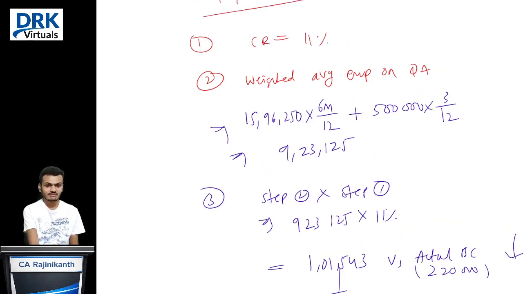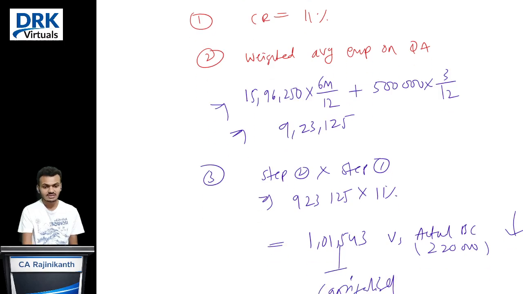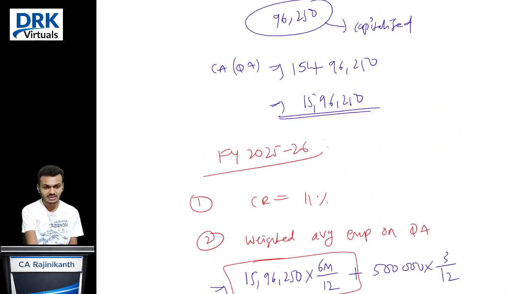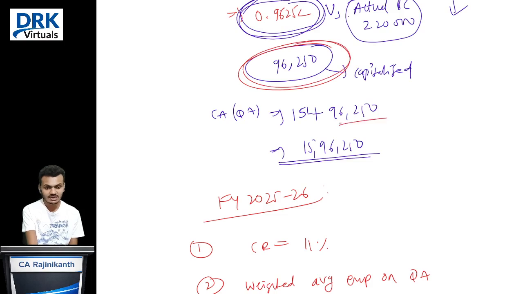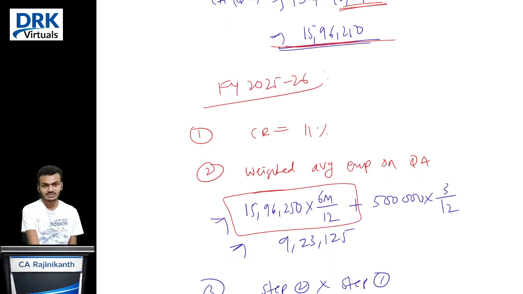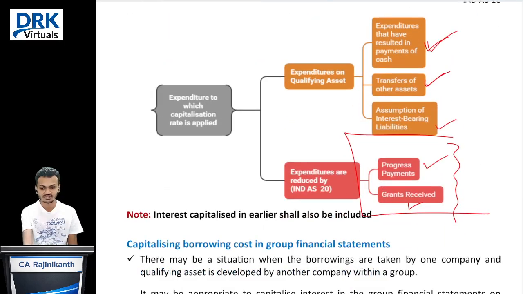In this example, the important thing is we should start with the opening balance. This opening balance includes general borrowing cost that we have capitalized in the previous financial year. What is that amount? See here, this we capitalized. We already included this 15,96,250, which includes general borrowing cost that we have capitalized in the previous financial year. You should be very, very careful on this part. Right? Yes, we completed the general borrowings.